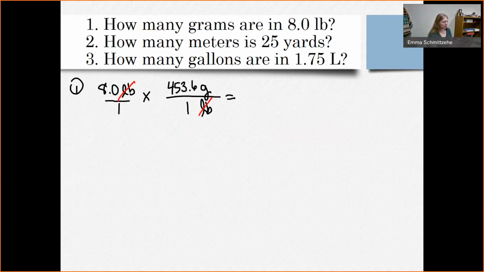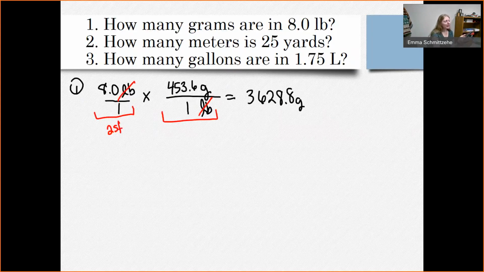So I have 8.0 times 453.6 divided by 1. And what the calculator tells me at least is 3628.8 grams. Okay. Now that is not what I report because that is not the correct sig figs. Here you would need to look at this and say 8.0 pounds, that's 2 sig figs. Whereas this relationship, since it's between 2 different measurement systems, English and metric, it actually isn't exact.